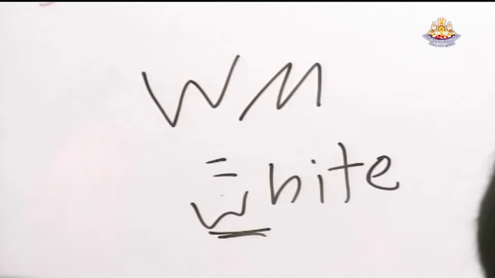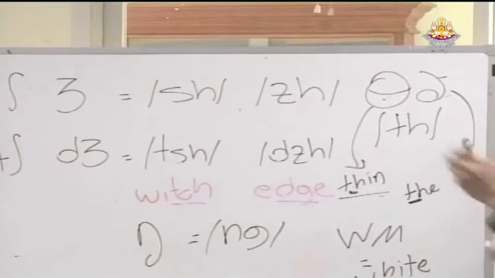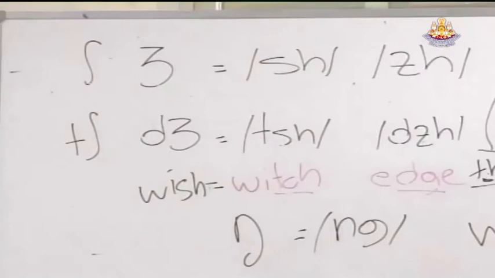Mm-hmm. For example, W-I-S-H. W-I-T-C-H. Oh, wish. Which. Mm-hmm. W-I-S-H. Wish. W-I-T-C-H. Which. It's close. I know. They're very close. I know they're close. That's this. And this. Right there. Wish, which.